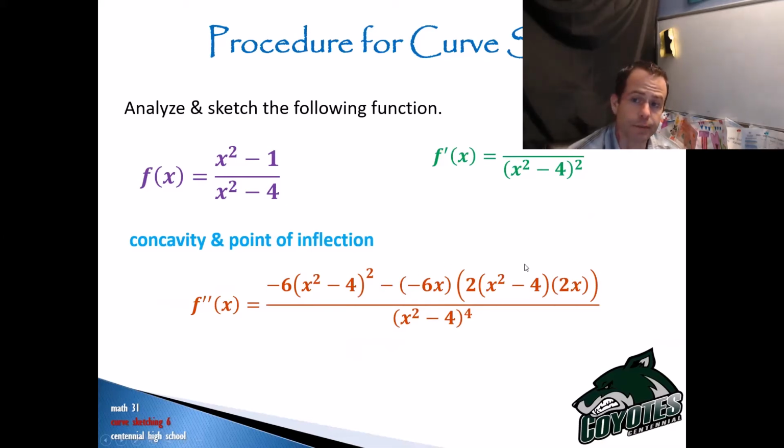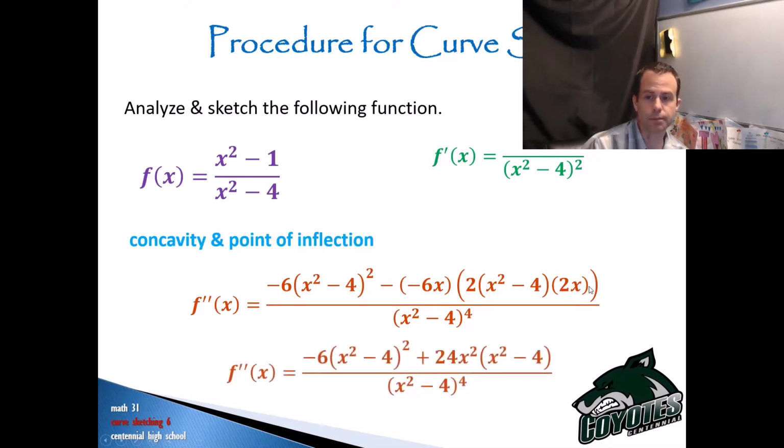Now the derivative of g is the chain rule. So I've got 2 times x squared minus 4, and then times the derivative of the inside function, which is 2x. On the bottom, I have g squared, which would be x squared minus 4, all to the 4 now. Okay, so now I want to start cleaning this up a bit. Negative 6 would be positive 6x, times 2 is 12x, and times 2 is 24x. I'm going to go ahead and factor out an x squared minus 4.